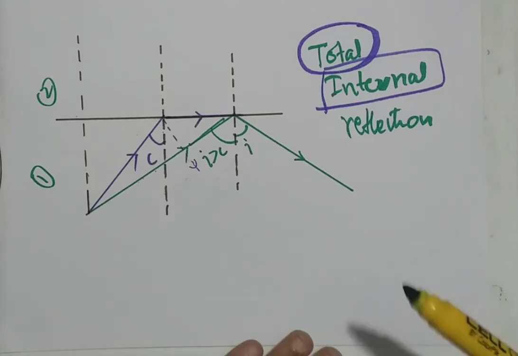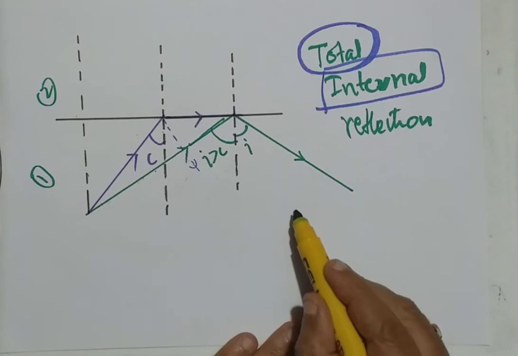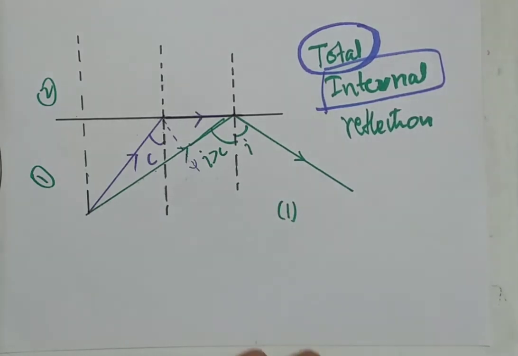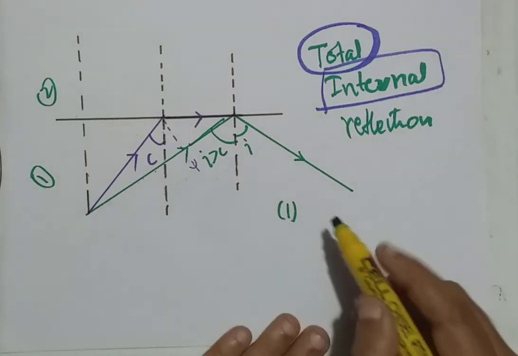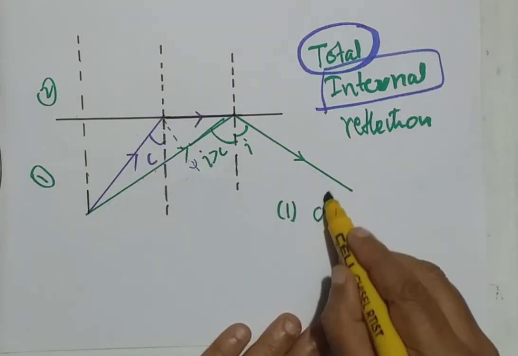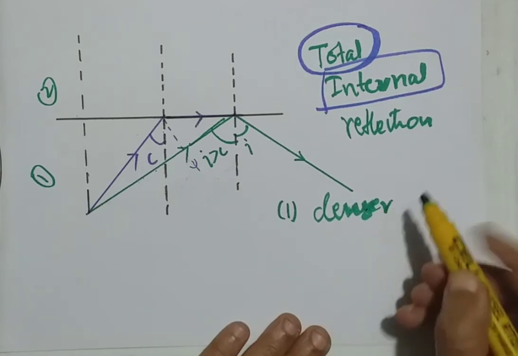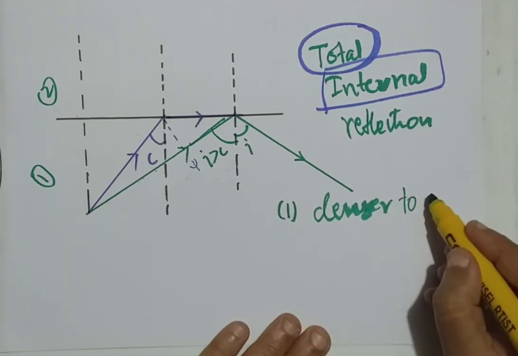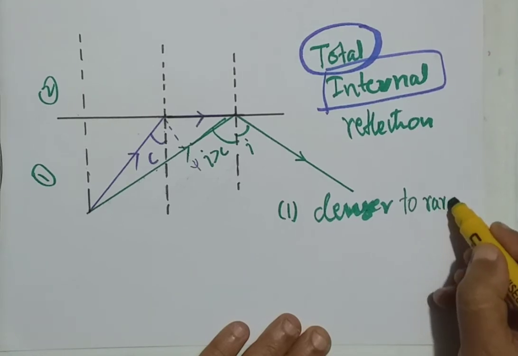Can you guess the conditions for total internal reflection? First is very simple as you guess. The total internal reflection is possible only when light moves from denser to rarer. As we said in case of critical angle also, critical angle is possible only when light moves from denser to rarer. Because of the same idea, total internal reflection is possible when ray of light moves from denser to rarer. That is, first condition is to move from denser to rarer.